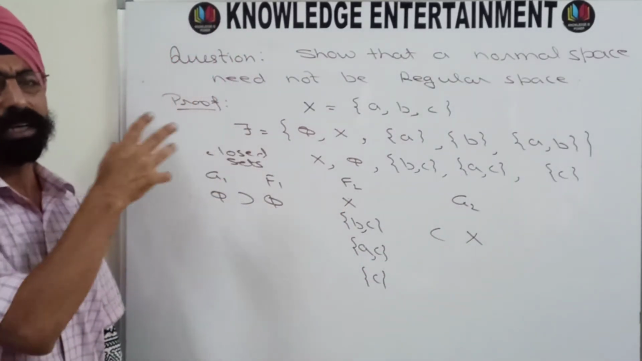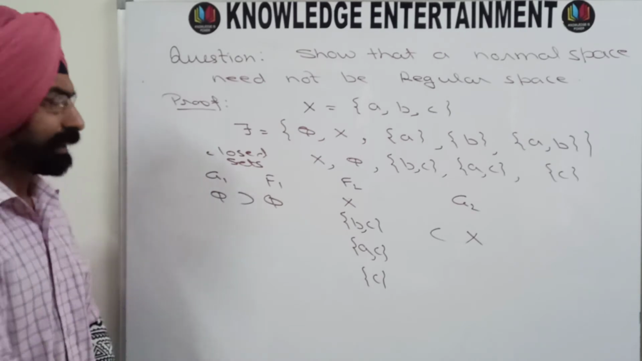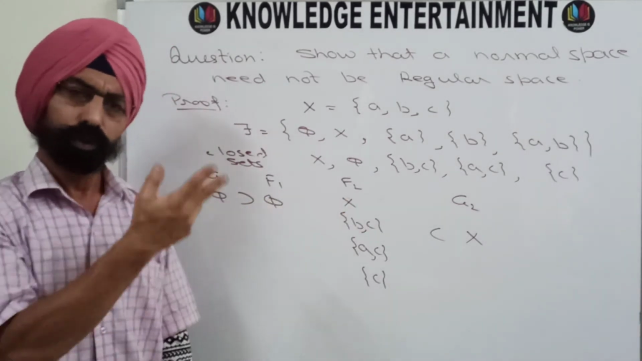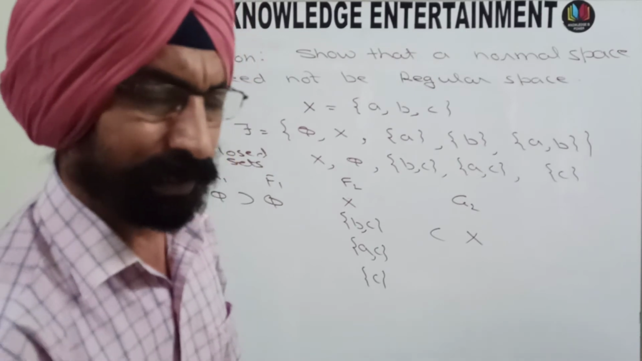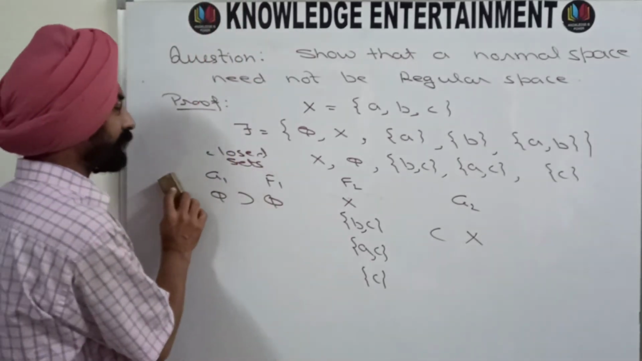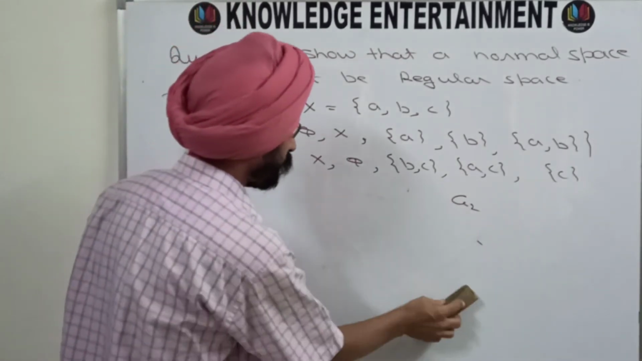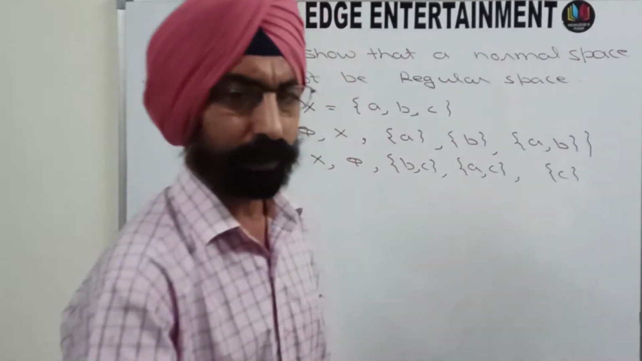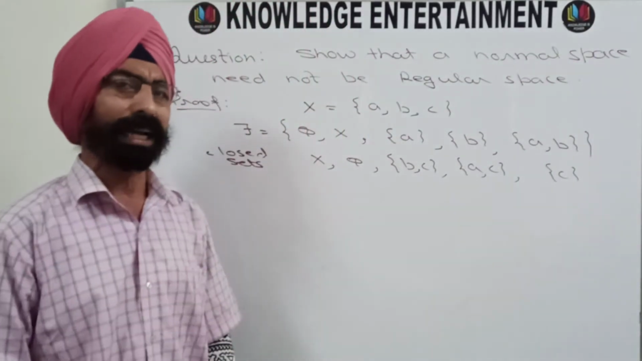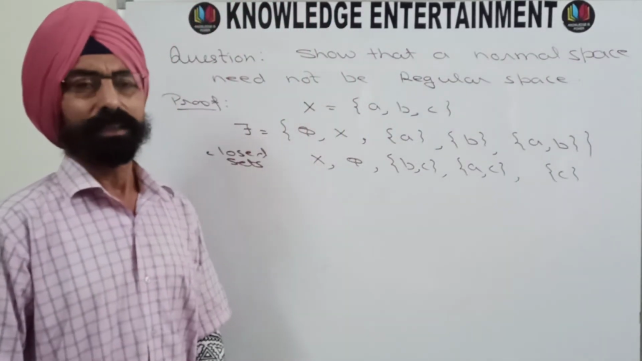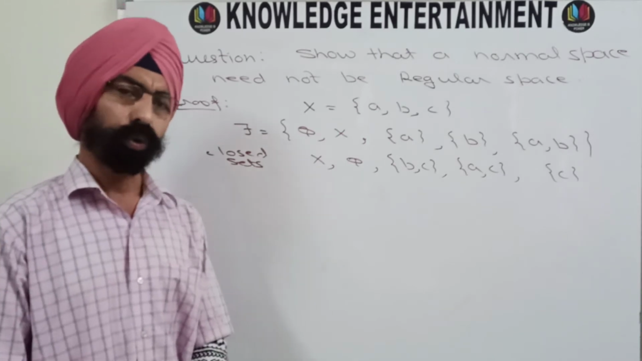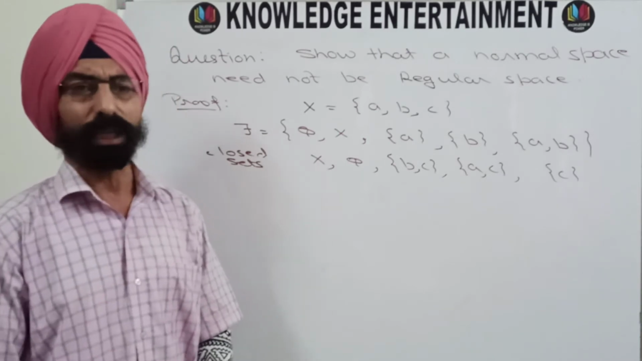So you are able to find a pair of disjoint open sets containing F1 and F2. So the space is normal. This is very easy. Now the second part, to check the regularity of this topological space, we will show that this is not regular. That means we will have to take a closed set and a point not belonging to that.